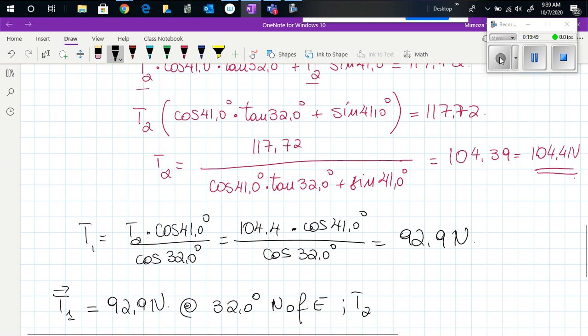And T2, we usually do not give the direction for the tension because it is the same direction as the string. So we just usually say the magnitude is 104.4 newtons. And in general, the direction for the tension is not asked.